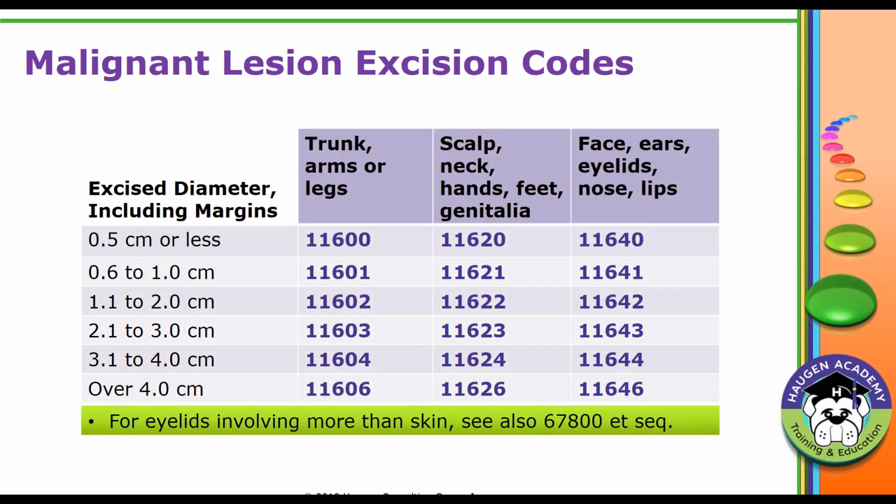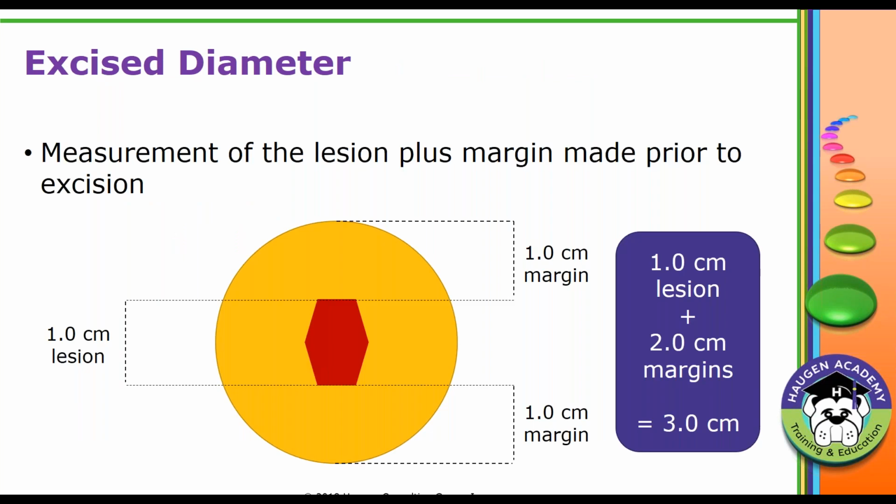And then here's our malignant lesion. Like I said, the diagnosis is going to make a difference because we need to know benign versus malignant to choose our CPT codes. So here are our malignant ones. You can see they're divided similarly by size, and the size is defined the same as our benign: excised diameter, including margins. And then we have the different body areas at the top, and you can locate your CPT code there.